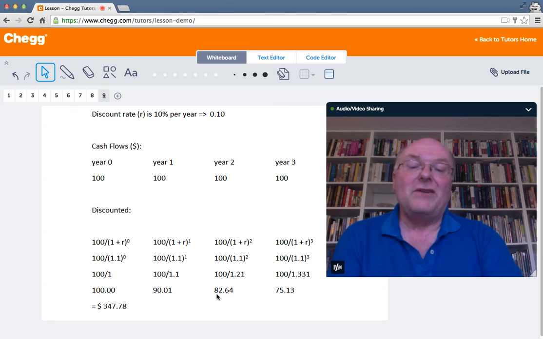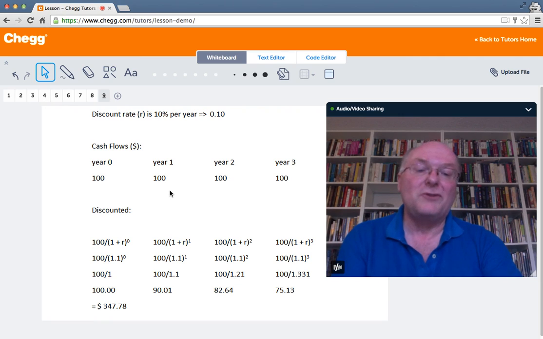In the second year, it's only going to be worth $82.64. And in the third year, it's only going to be worth $75.13. And so you can see that when we add these up, we get $347.78, which is the discounted value of the cash flows for those 4 years, which is less than the $400 that we call the sum of the nominal cash flows.